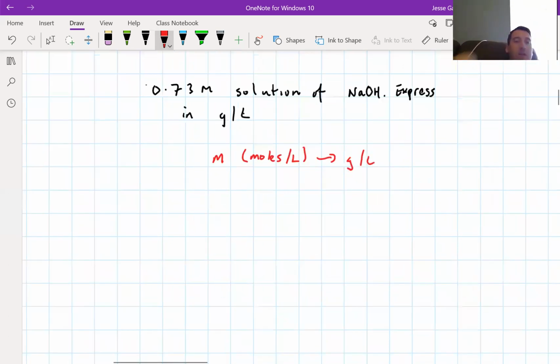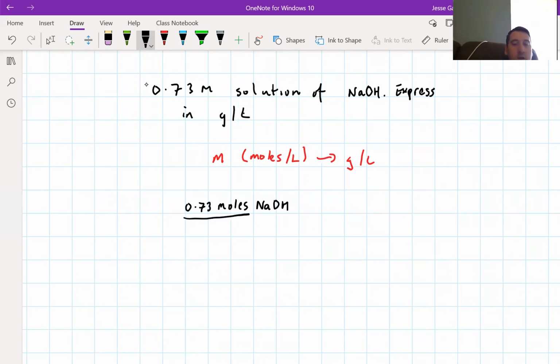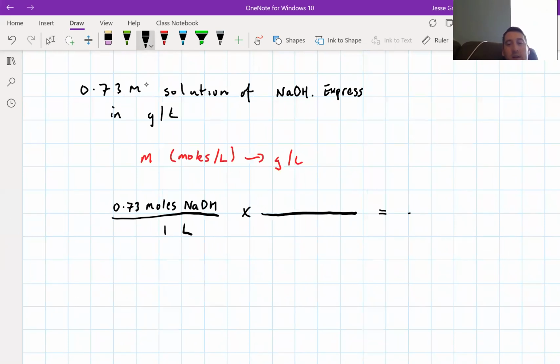All right, so let's do this one. So let's write down what we have. We have 0.73 moles, and the substance is NaOH, for every 1 liter. And we're going to times by a conversion factor and make sure then that our answer is in a number of grams of NaOH per liter. That's what it asks us here. Grams per liter should be the answer.